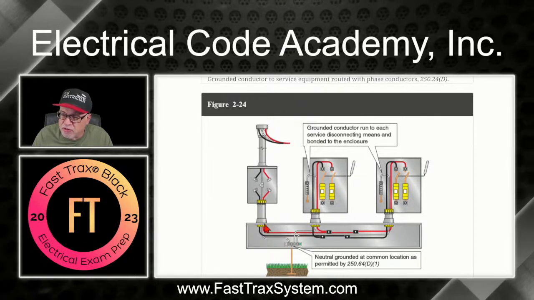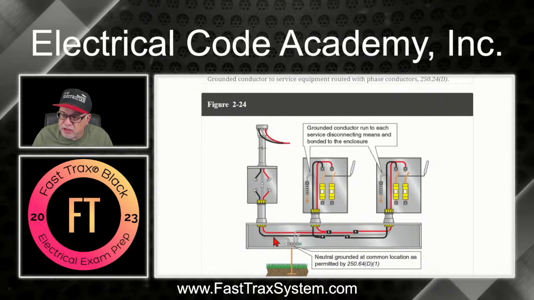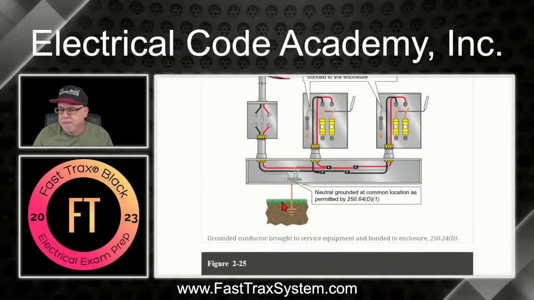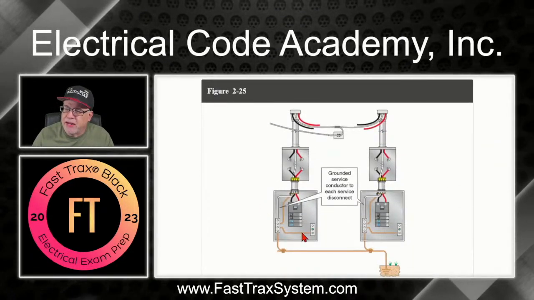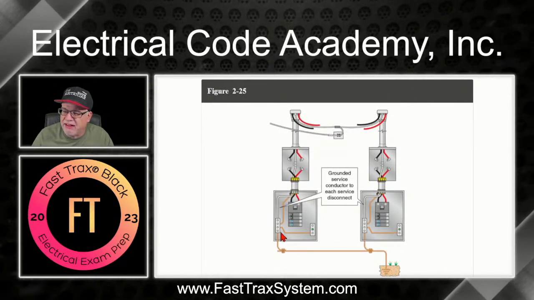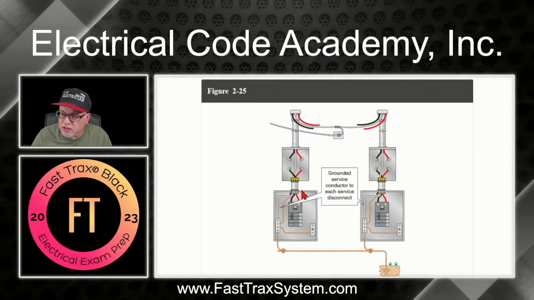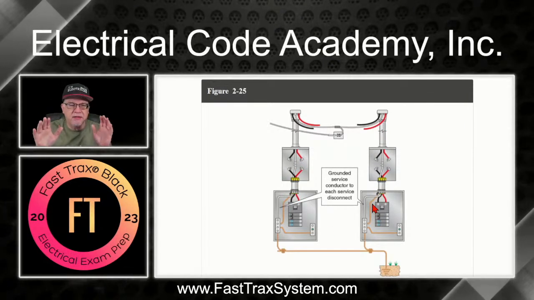And we'll cover all of that. So again, this is a grounded conductor here, and it's run to each separate service enclosure. This is an example of where the grounding electrode conductor could also be run to each service enclosure. Again, this grounded conductor here is sized based on what? These conductors here, and this one's sized on these conductors here. We're going to get into all that. Don't worry.